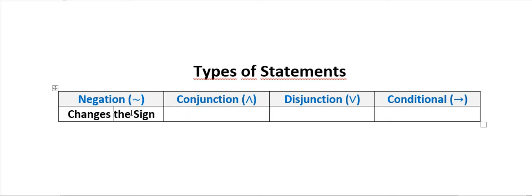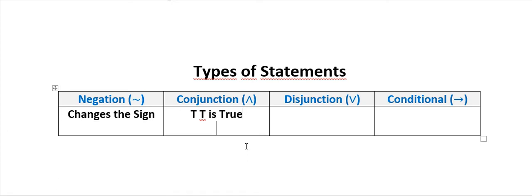Okay, like for example conjunction. What is the rule for conjunction? The rule for conjunction is that if both are true, then you get a true statement. Okay, otherwise the rest is false.